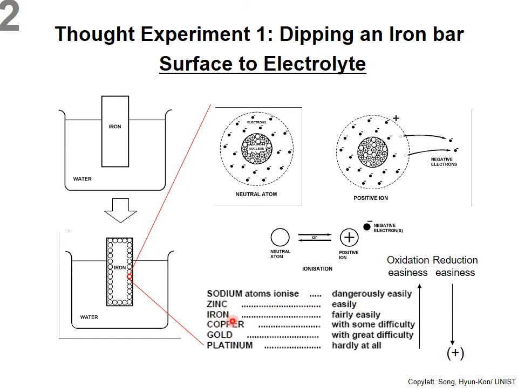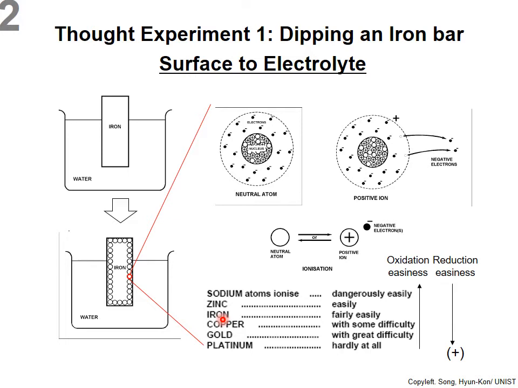The third one is iron. Iron atoms ionize fairly easily, less easily than zinc, but fairly easily. We are thinking about the iron bar here. In daily life, we have often met rust, which is red iron oxide. Rust is the material obtained by oxidizing iron, because iron atoms ionize fairly easily.